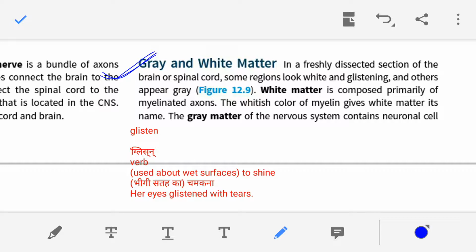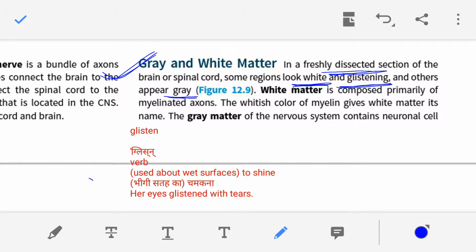See, when we dissect brain and spinal cord, we will find that some regions look white and some regions appear gray. The white regions are white in color and they are also glistening.